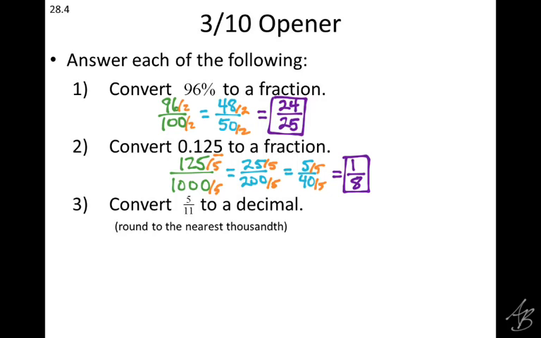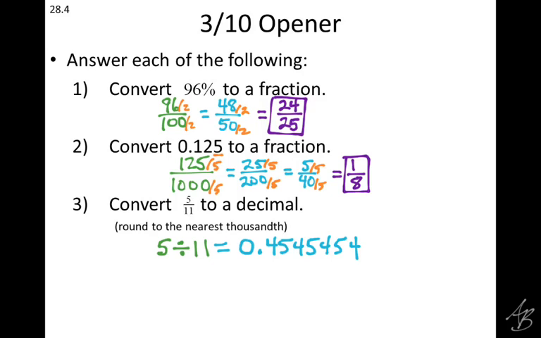Next one, we have a fraction that we want to change into a decimal. How do I change 5/11ths into a decimal? What do we do to change any fraction into a decimal? Divide? Divide what? 5 divided by 11. So to change this into a decimal, we're going to do 5 divided by 11. And that's going to give us what? 0.454545. I'm not sure how many your calculator does.